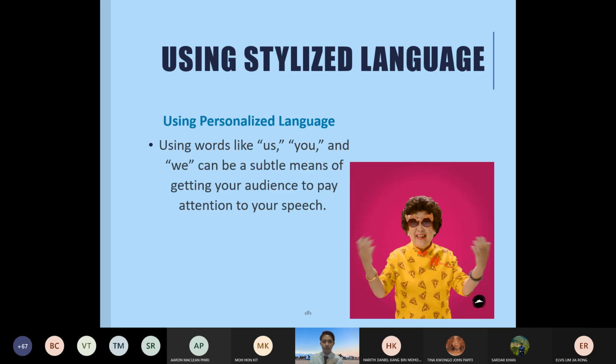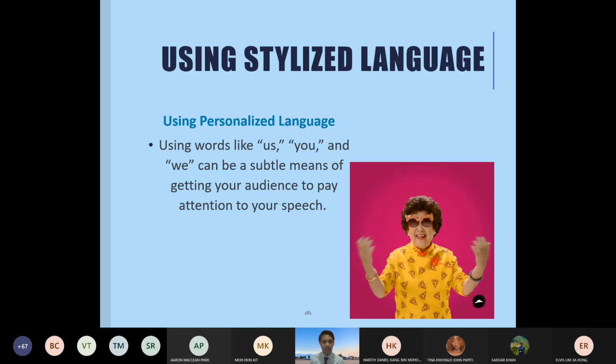Okay, after that, you are also encouraged to use personalized language. From what I've seen in your speeches, a lot of you have done this. What we mean by personalized language is that when you are inviting someone or giving a speech, we encourage you to use words like us, you, we. Because this means that we are speaking to them directly and personalizing our message to them. So we have created a message specifically for a group of people.